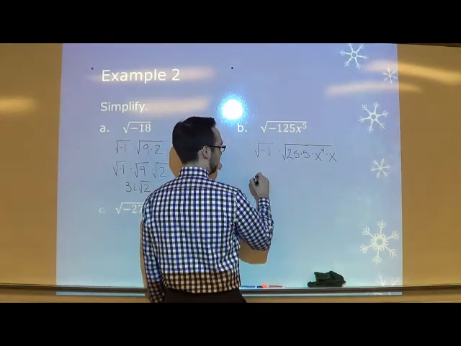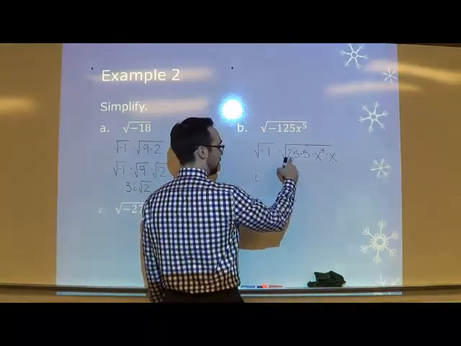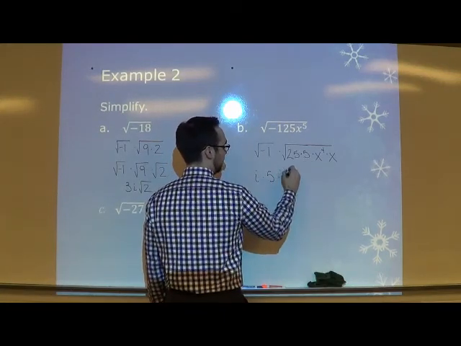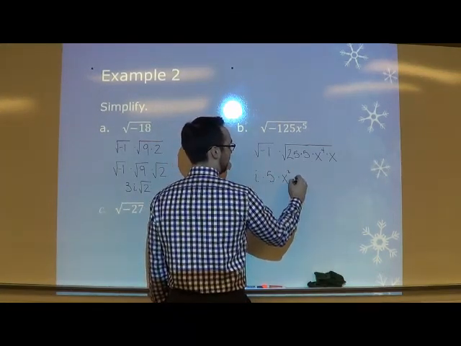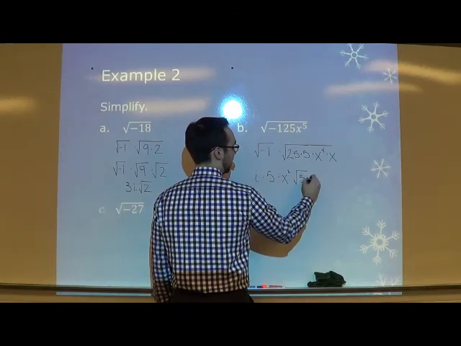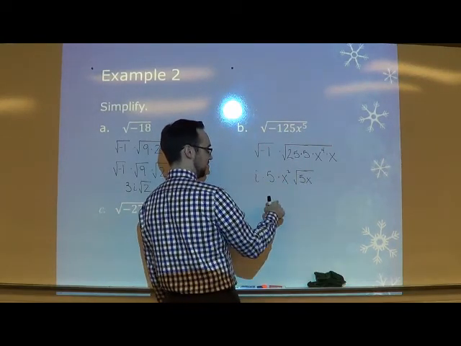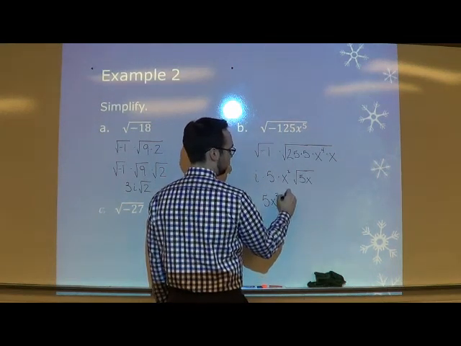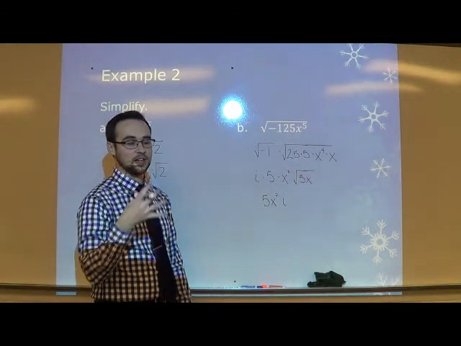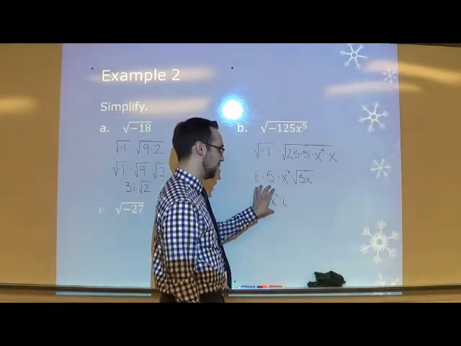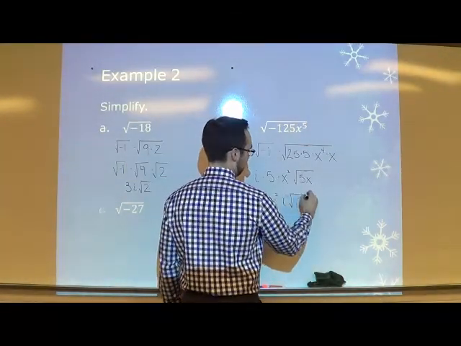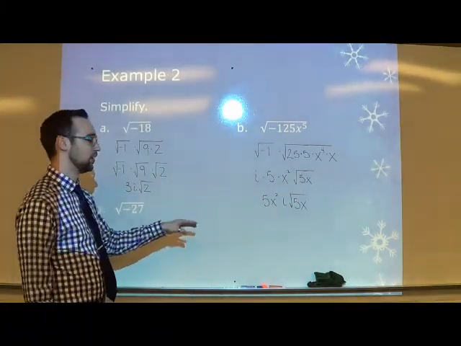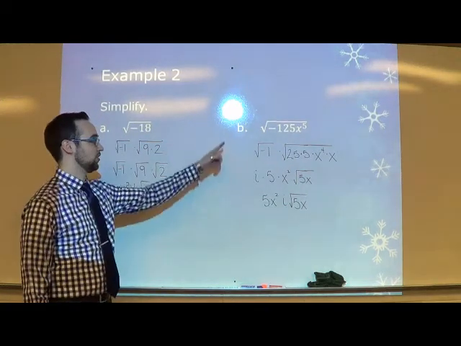So this is the letter i. Square root of 25 is 5. Square root of x to the 4th is x squared. Then we're left with the square root of 5x on the inside. Now let's rewrite this to make it a little cleaner. So we're going to have 5x squared. i is typically the last thing you write. It's just like a variable. You attach it on just like everything else, but normally you put everything else in front of it, and then the radical, whatever's left.